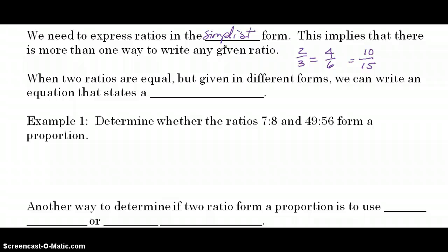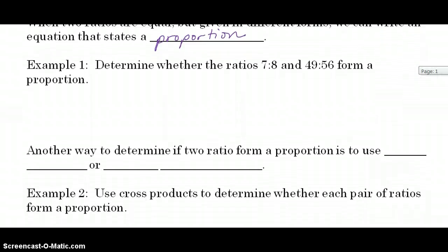When two ratios are equal, but given in different forms, we can write an equation that states that they are a proportion. So what I have done here, these are in proportion. 2 is to 3 as 4 is to 6. So that is a proportion when two ratios are equal.